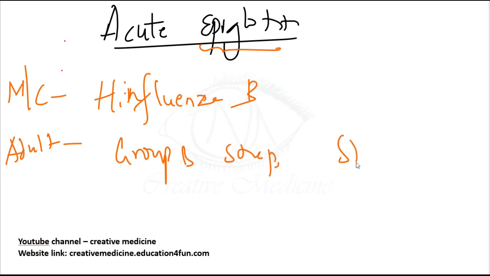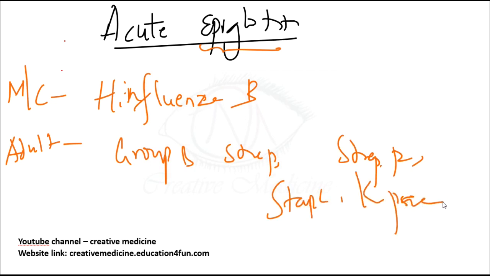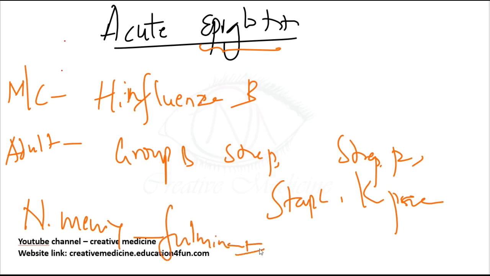It can also be caused by Streptococcus pneumoniae, Staphylococcus aureus, and even Klebsiella pneumoniae can also cause this disease. If Neisseria meningitidis causes acute epiglottitis, it results in fulminant, life-threatening epiglottitis.